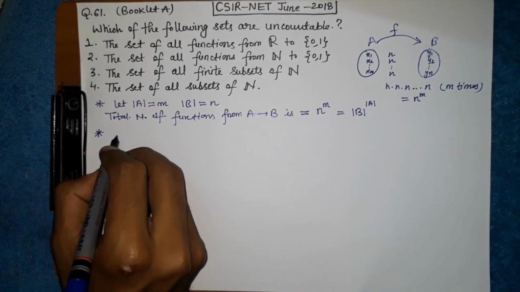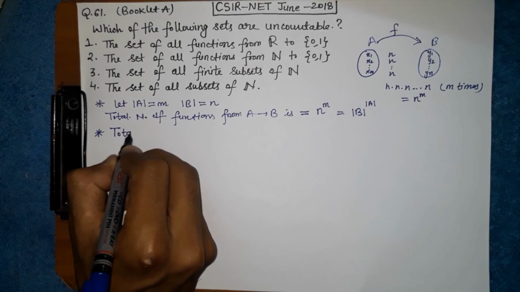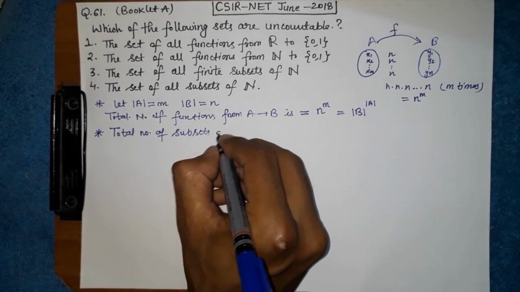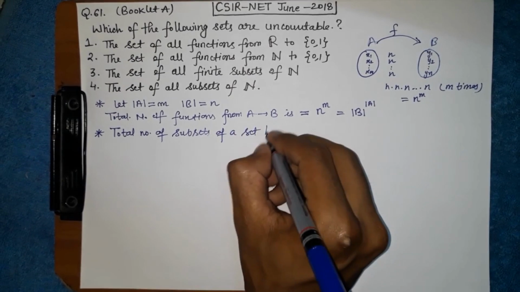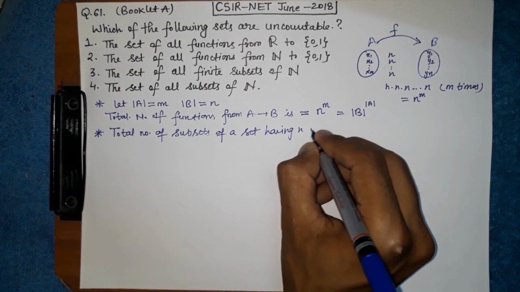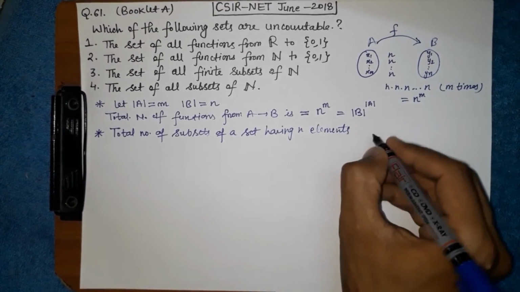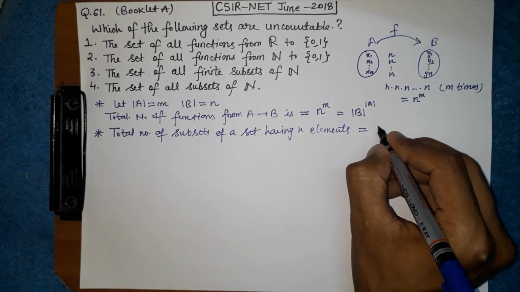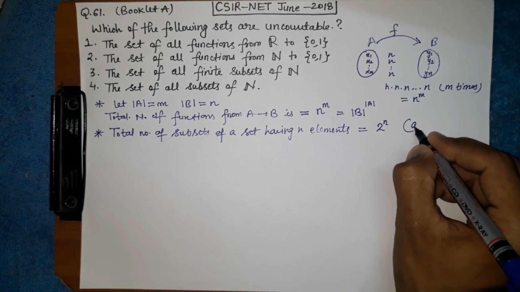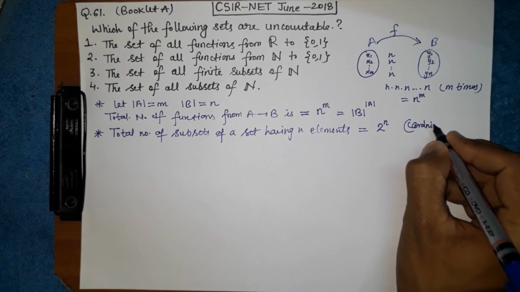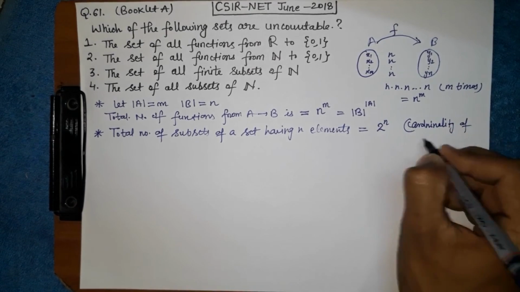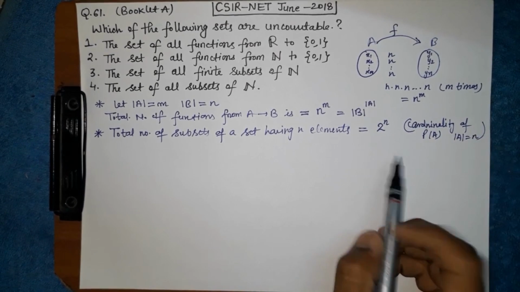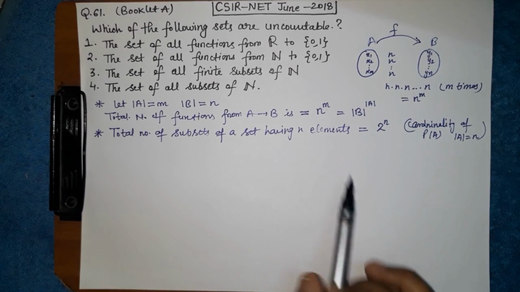Again we also know that the total number of subsets of a set having n elements, that is the cardinality of the power set of a set having n elements, is equal to 2 to the power n. This is the cardinality of the power set of A, where cardinality of A is equal to n. So it is 2 to the power n. So we are going to use these two facts.